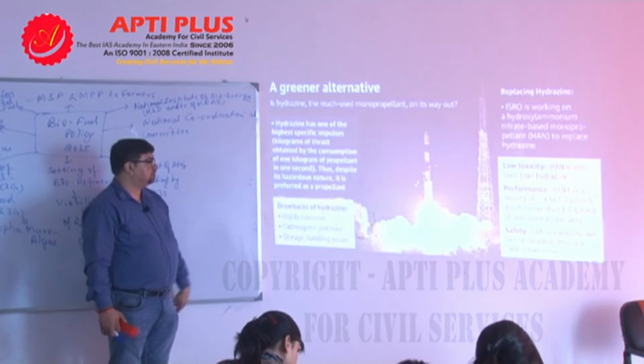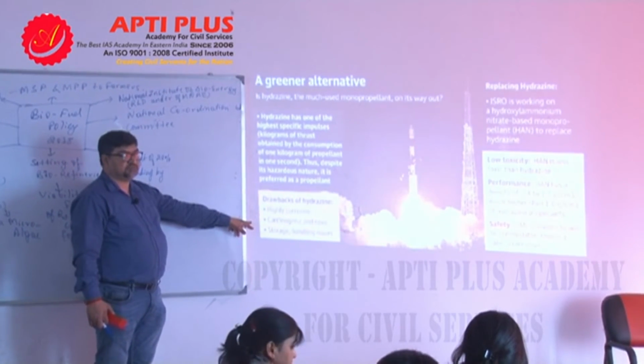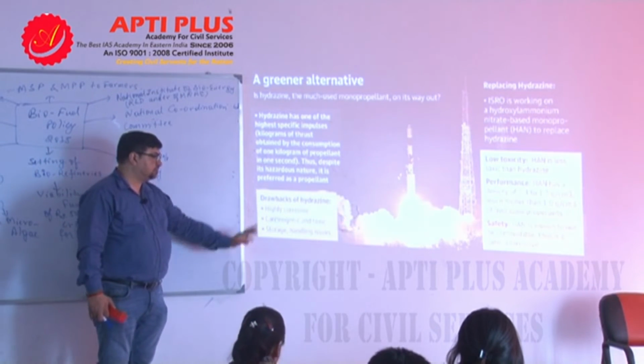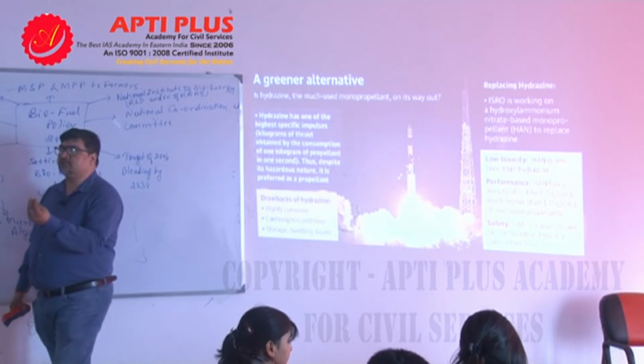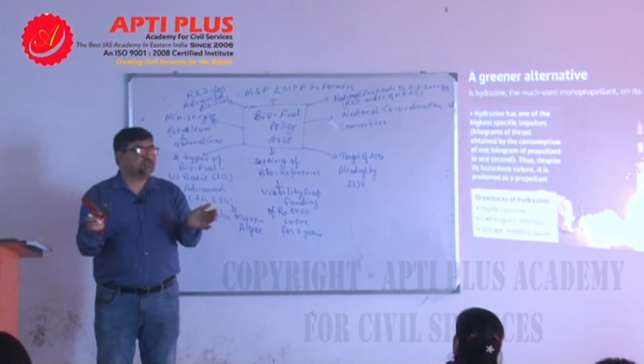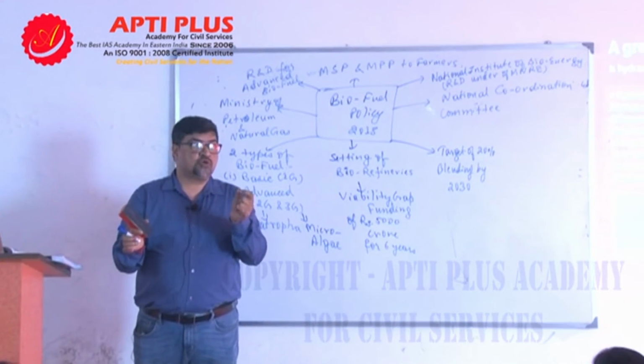But it is hazardous in nature. What is the drawback of hydrogen? Highly corrosive, carcinogenic and toxic, cancer causing and harmful. And the third drawback is storage. It's in liquid form, and liquid means corrosive. And the container which stores the fuel has to be a very special container, non-corrosive.